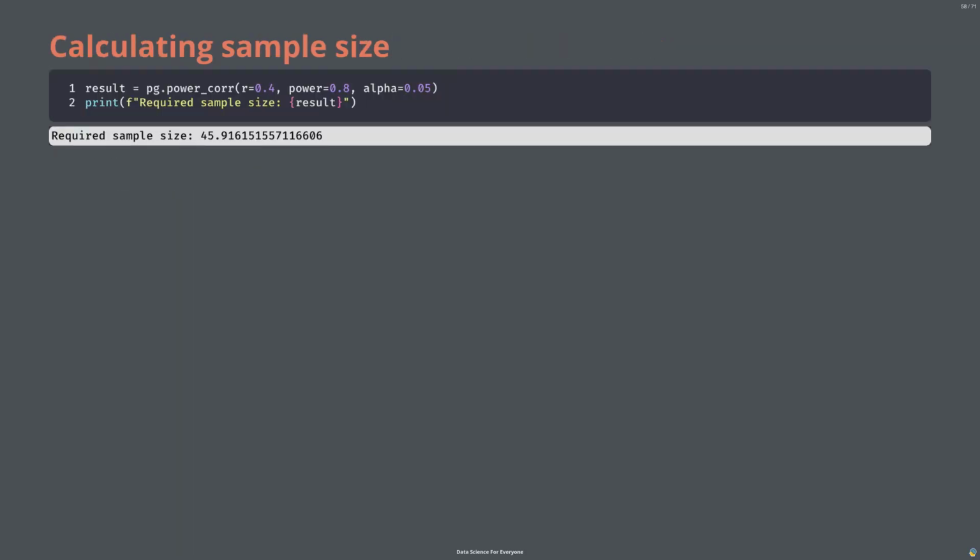To figure out how many participants we need for this kind of correlation test, we can use the power_cor function from the pingouin package in Python. For example, if we expect a moderate correlation of 0.4, want 80% power, and set our significance level to 0.05, we'd need approximately 46 participants. Luckily, our dataset has a total of 500 participants.